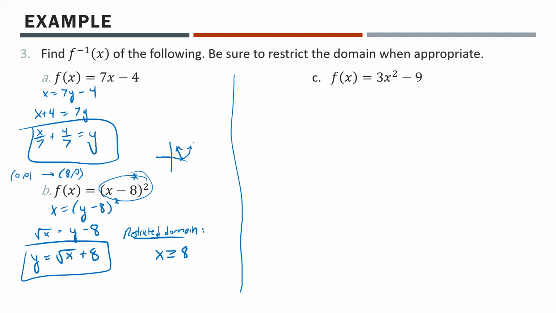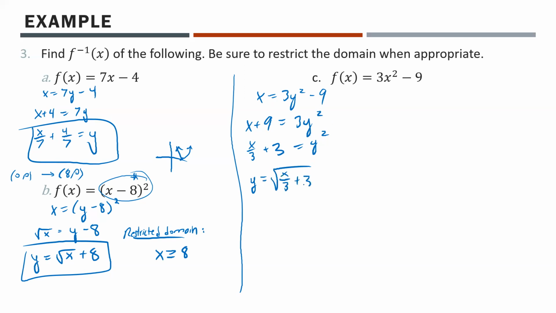Now, this last one, number C here. Let's first start by replacing our x and our y. So this becomes x equals 3y squared minus 9. Add 9 to both sides. So that's x plus 9 equals 3y squared. We're going to want to divide everything by 3 here. So this is going to be x over 3 plus 9 divided by 3 is, well, it's just 3. So I'll just say it's plus 3. That equals y squared. And then lastly, we're going to have to get rid of the squared. So we'll square root everything. So this is y equals the square root of x over 3 plus 3. The whole thing was square rooted there, right? So that's our inverse.